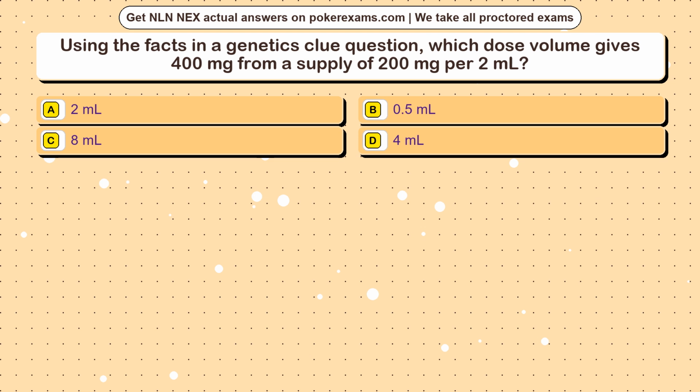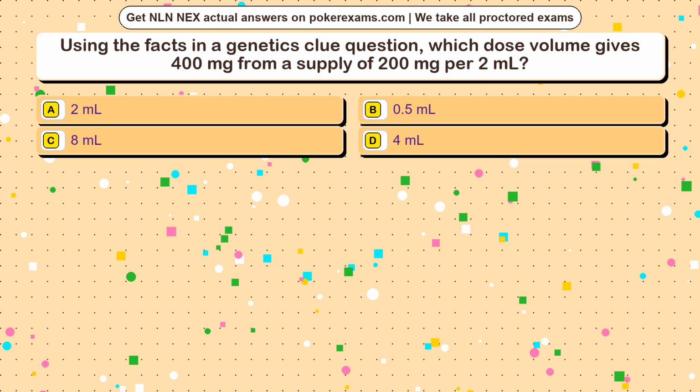Question 16. Using the facts in a genetics clue question, which dose volume gives 400 mg from a supply of 200 mg per 2 ml? Option A, 2 ml. Option B, 0.5 ml. Option C, 8 ml. Option D, 4 ml.